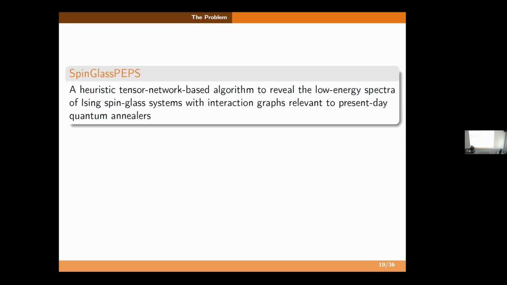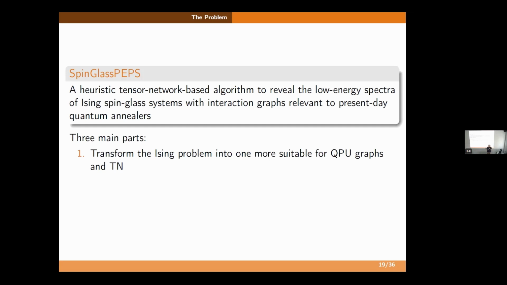That is the idea for our algorithm and our software. It consists of three main parts, or three problems we want to solve, which then later informed how we build our software. First, we want to transform the Ising problem into some other form that is more suitable for QPU graphs and tensor networks. Because if we try to build a tensor network in the shape of the quantum annealing QPUs, we would be dead there. We would achieve nothing. So first, we must transform this problem into some other which is more useful.